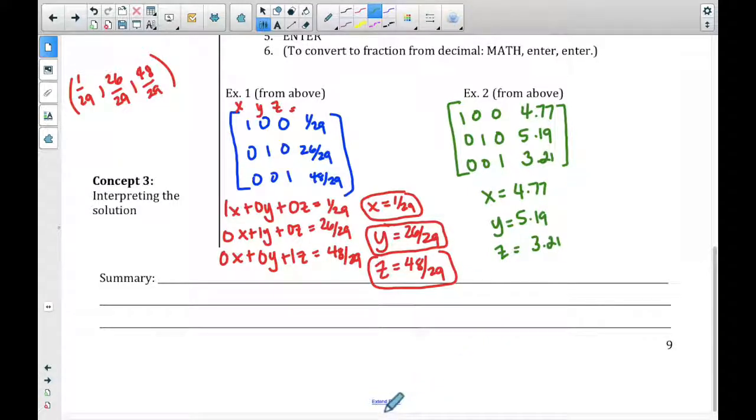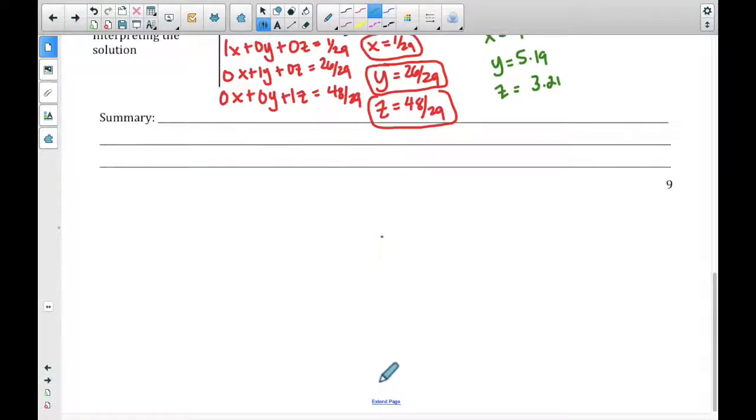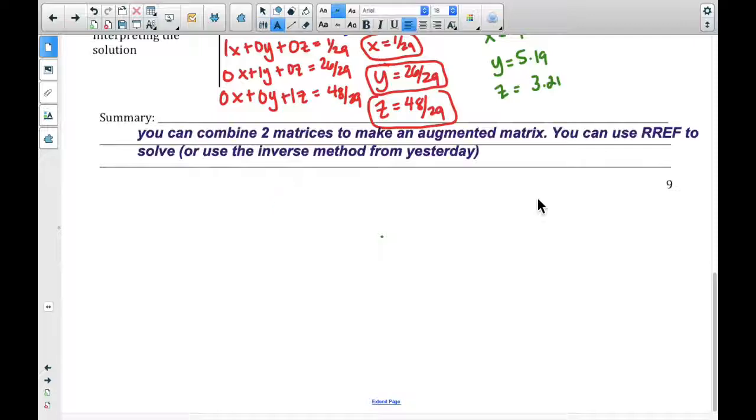Okay, before we end this video, we need to do a couple of things. One thing is, if you have questions, make sure you write questions in the margin. For a summary, you can write whatever you need to in the summary. I'll show you what I am going to write in my summary, but you can really write whatever you want. Here is what I wrote in my summary. You can put whatever you need to.